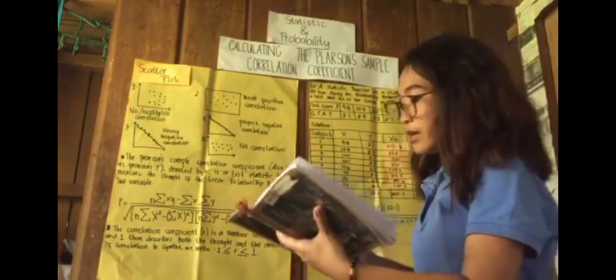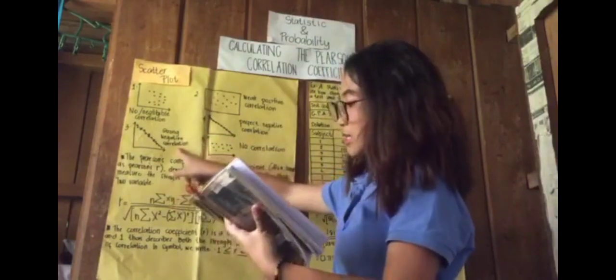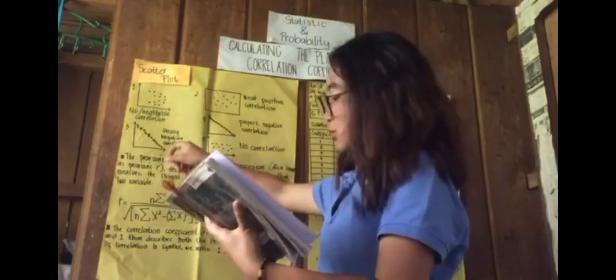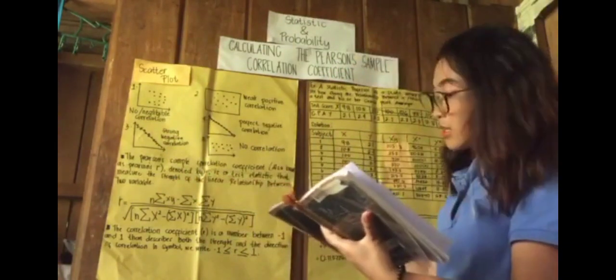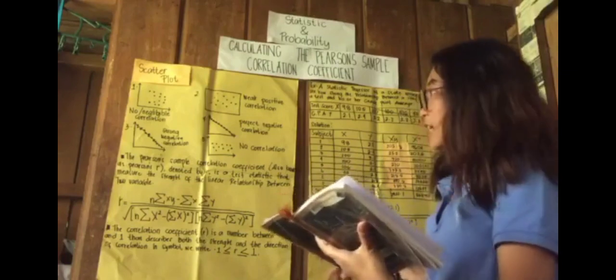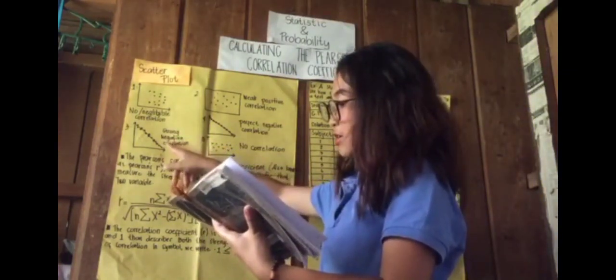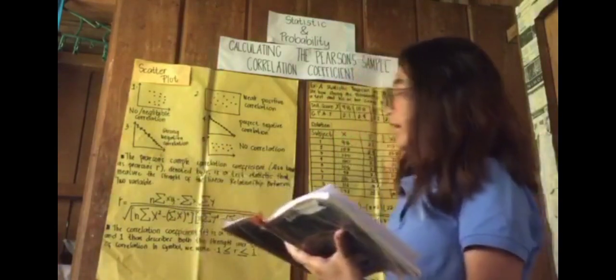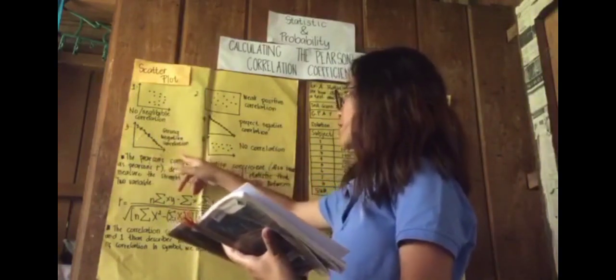So, number 3 rises from right to left, and that is negative correlation. How about the strength of the correlation? This is strong negative correlation.